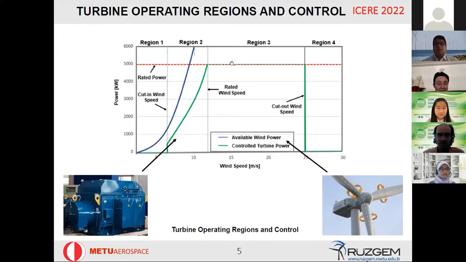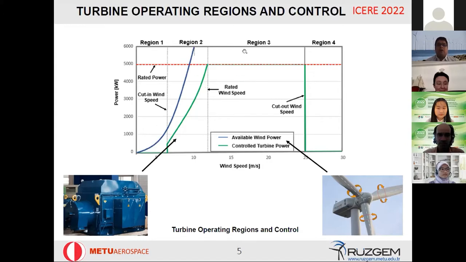In region three, we have more than enough wind speed. So we are regulating the mechanical power of the turbine to the rated power of the generator by changing the blade pitch angles. And here we are using the blade pitch controller to regulate the rotor speed to its rated angular velocity. Since in this region the generator torque is constant at its rated value, I am getting the rated power from the turbine in this region. So it is also called full load region or above rated region.